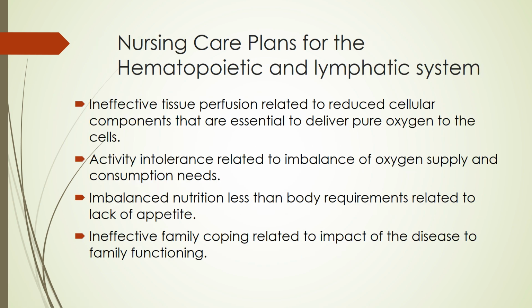Nursing care plans for the hemopoietic system. Ineffective tissue perfusion related to reduced cellular components that are essential to deliver oxygen to the cells. Activity intolerance related to imbalance of oxygen supply and consumption needs. Imbalanced nutrition, less than body requirements. Ineffective family coping related to the impact of the disease on family function. These are NANDA stems. You need to know what NANDA stems are, okay?